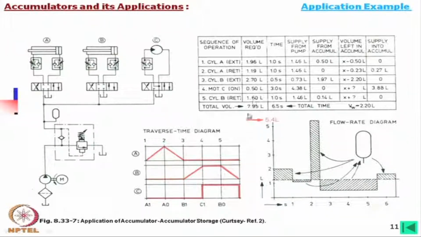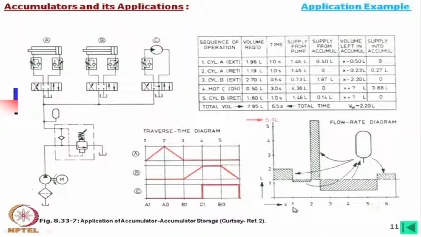So, the total volume requirement and time etcetera are there, and it is found that 2.20 liter is the working volume. Keeping that as the working volume, the 10 liter accumulator size that we have seen is suitable. And from this graph, which is generated again, when oil is going from the accumulator and when oil is being stored in the accumulator is shown.